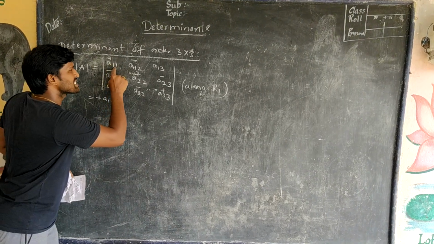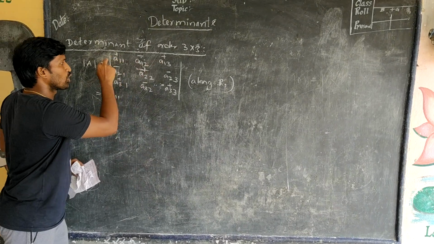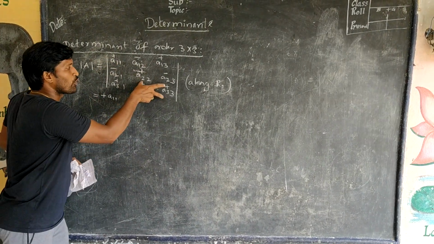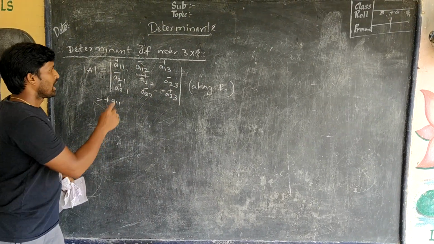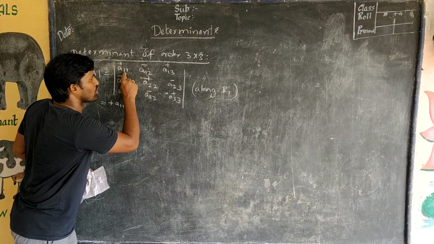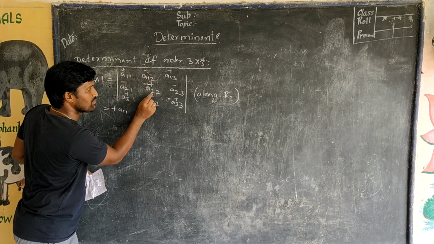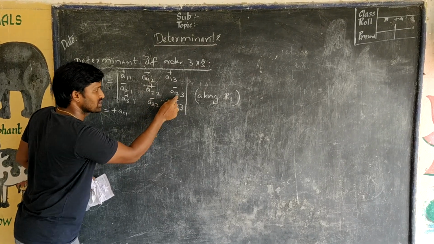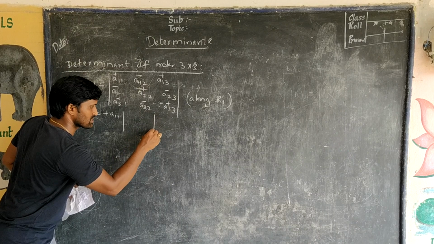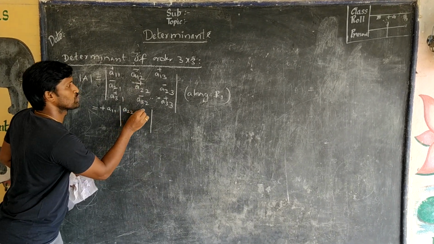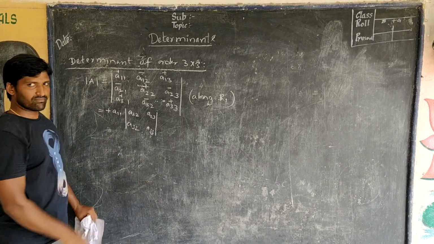multiplied by the determinant obtained by deleting its row and column, the first row and first column. The remaining 4 elements reduce to a 2 by 2 determinant. Now, by deleting A11, which lies in the first row and first column, what are the remaining elements? A22, A23, A32, A33. This reduces to a 2 by 2 determinant. I am taking it like this: A22, A23, A32, A33.